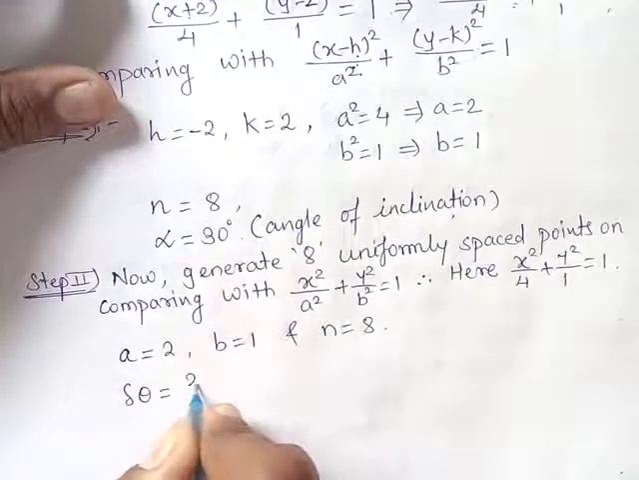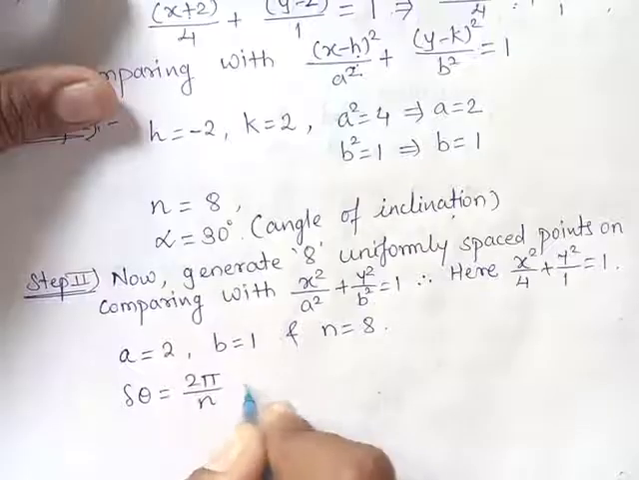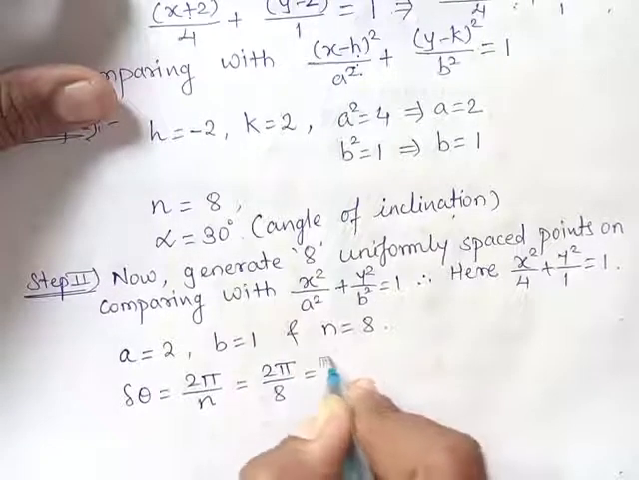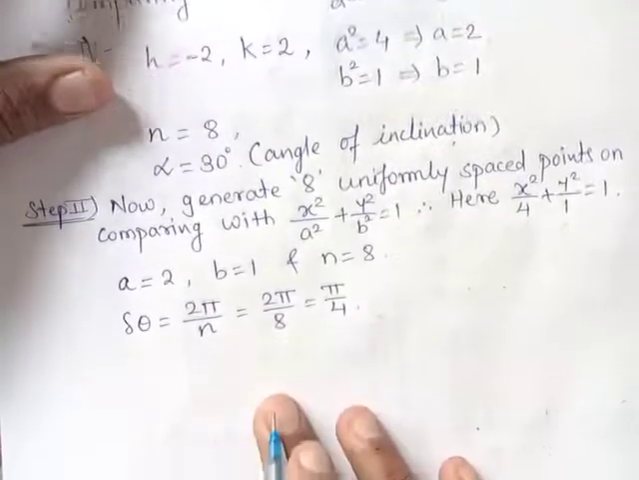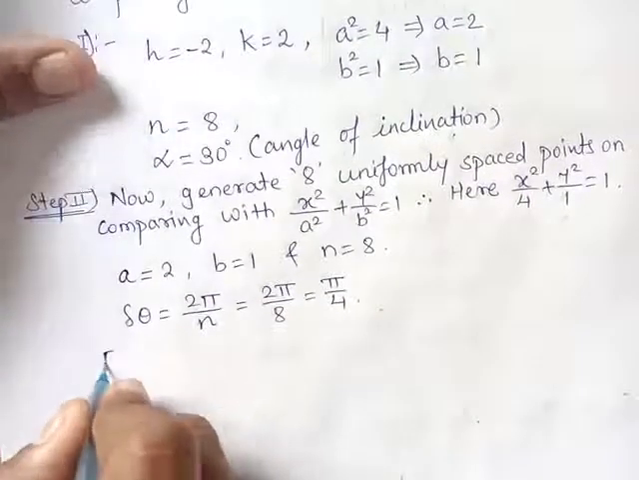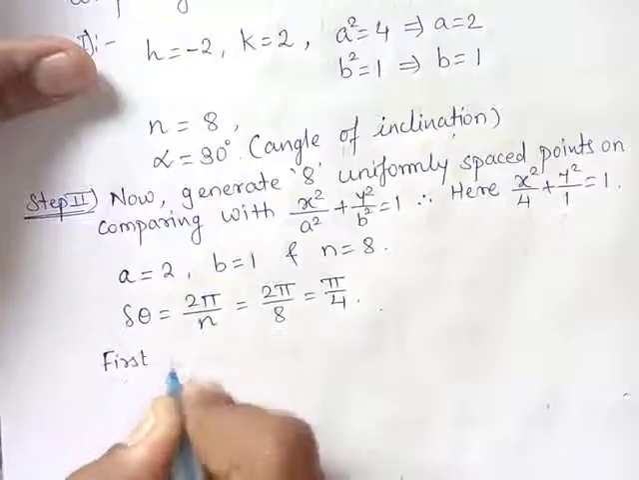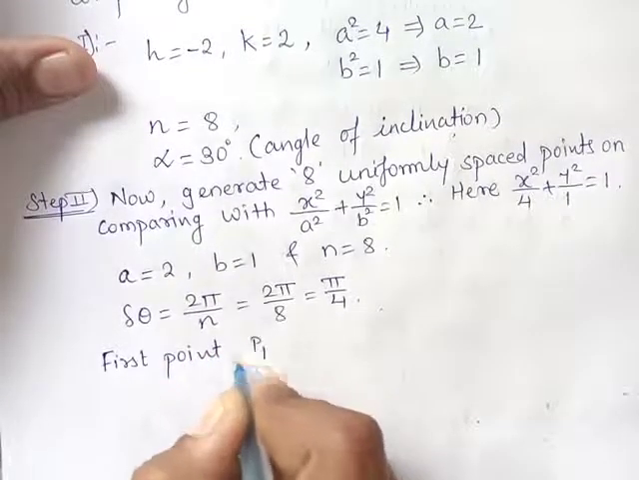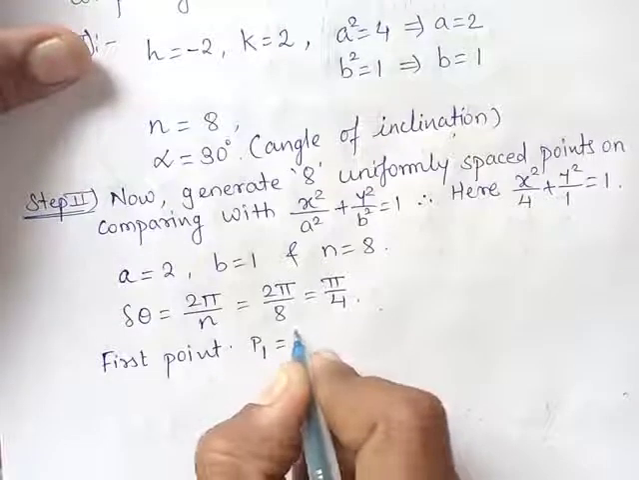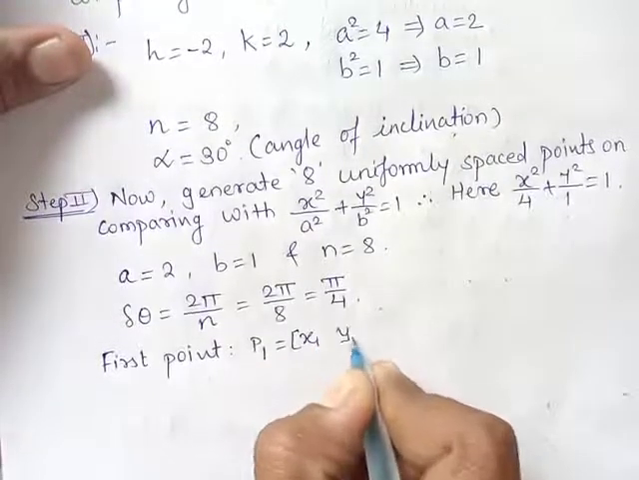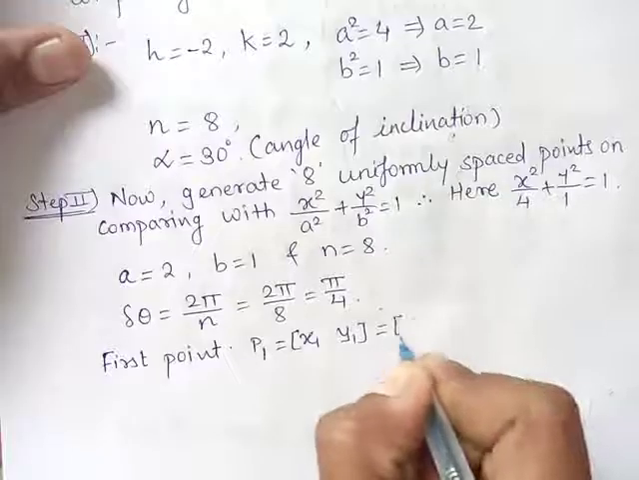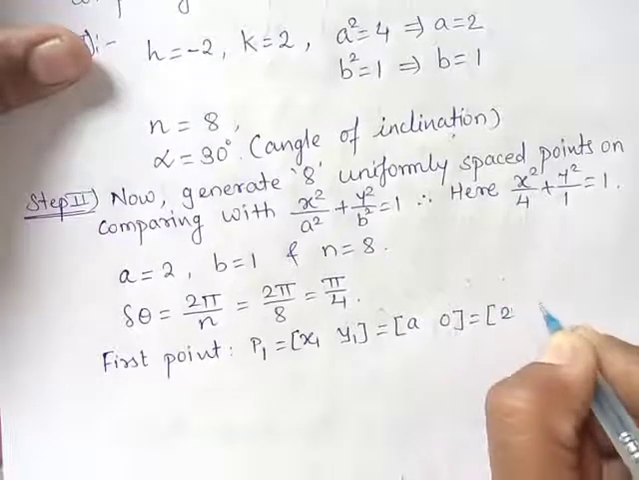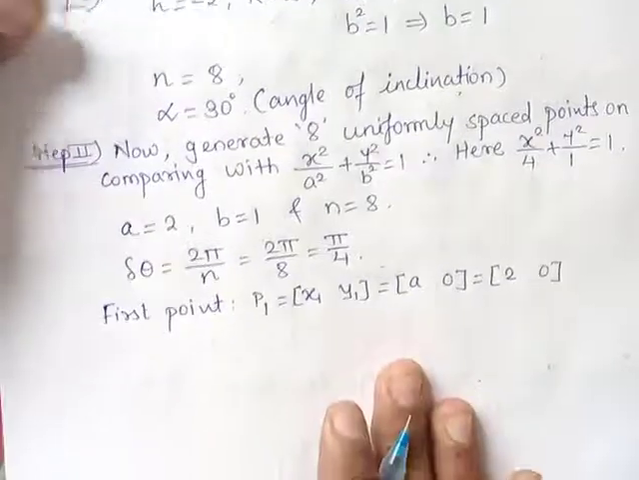What about delta theta? Delta theta is 2 pi by n, that is 2 pi by 8, so pi by 4. Now the first point. What is the first point? The first point is P1, that is (x1, y1), it is (a, 0). So here it is (2, 0).